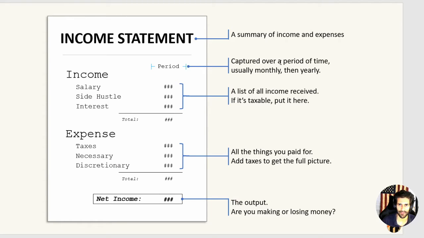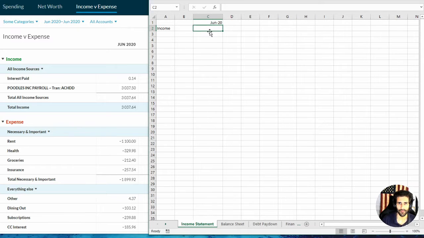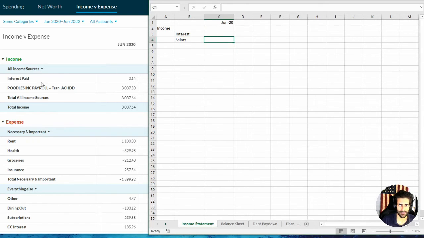So again, it's captured over a period of time. We're going to do it for the month of June, and then it's just a list of all the income that I have. All right, so that's pretty simple. I'm going to start with income, and then we're going to put June 2020. Okay, and let's list all the income. So I have interest, and then I have salary. And that's it. That's it for income.